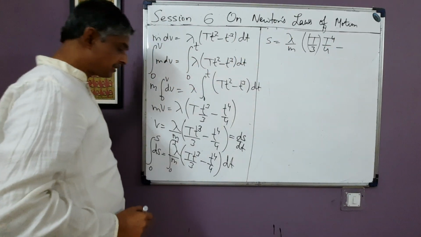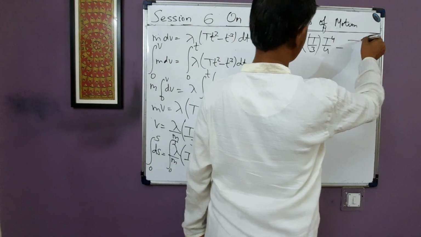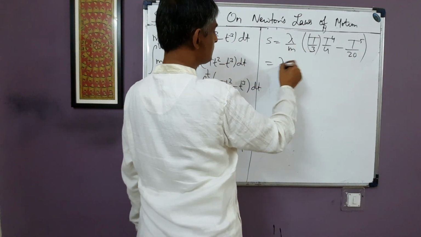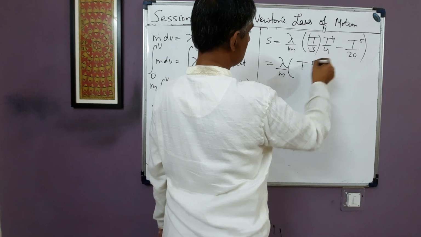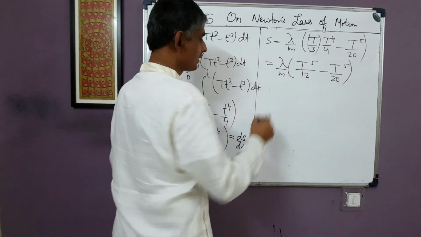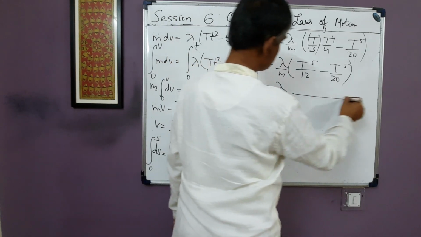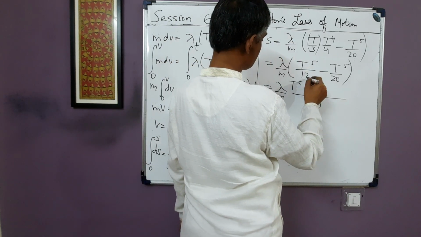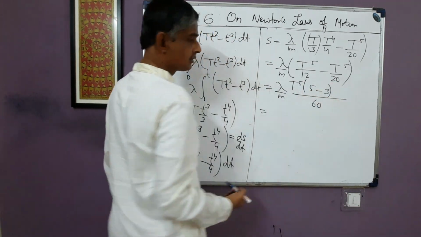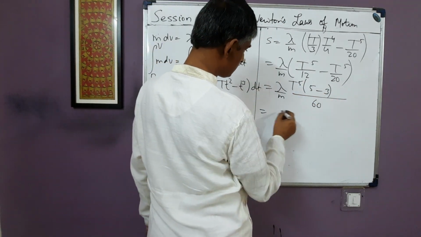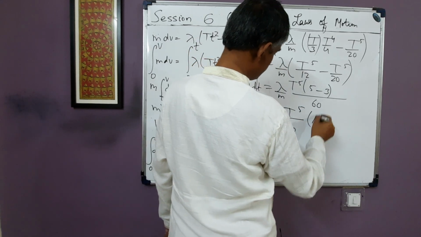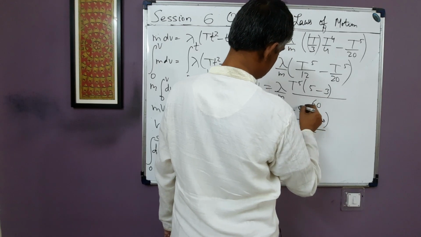On integrating and inserting limits, this when integrated becomes T power 5 by 20. So distance covered becomes lambda by m times (T power 5 by 12 minus T power 5 by 20). So this becomes lambda by m times 60, T power 5 becomes common, 5 minus 3. Okay, on simplifying it, this becomes how much? 2 by 60, that is 1 by 30. Lambda T power 5 by 30 m. This is therefore the required answer.